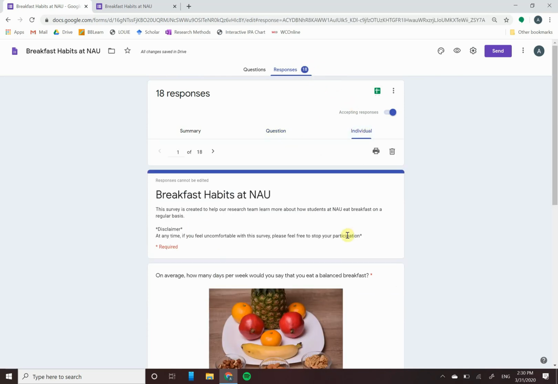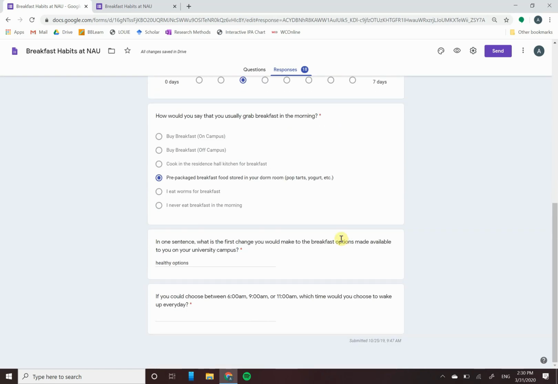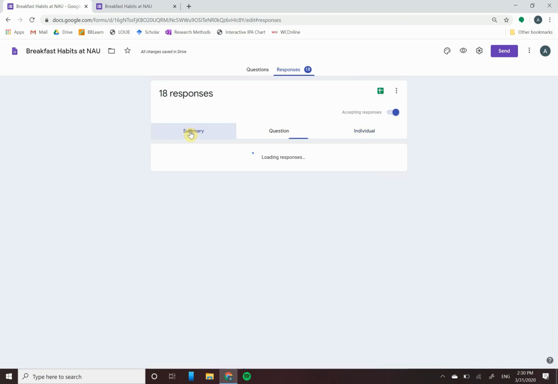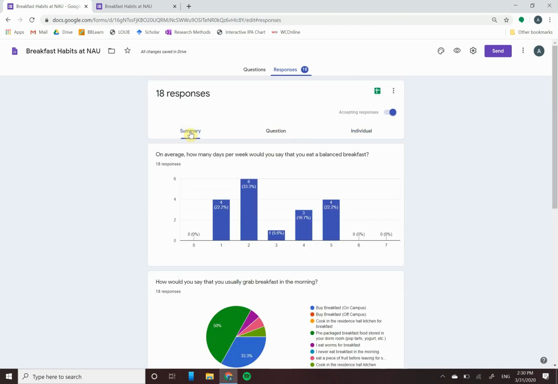Or I could do it by participant. So this will be the first participant. These are their responses, okay? They chose not to answer this last question because it wasn't created yet. But notice how their answer to this third question that we talked about is very different from what I just wrote. I really like the summary category because it gives you a general depiction, a visual representation of all of your data at once.